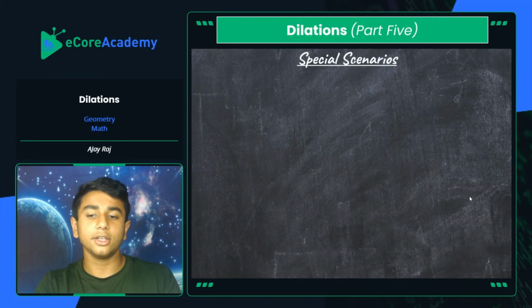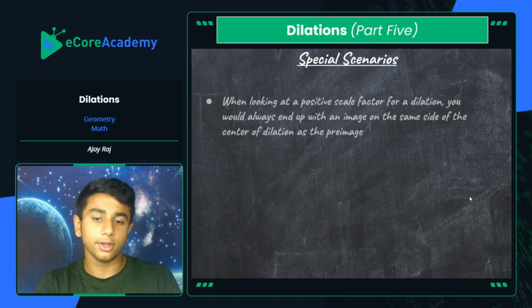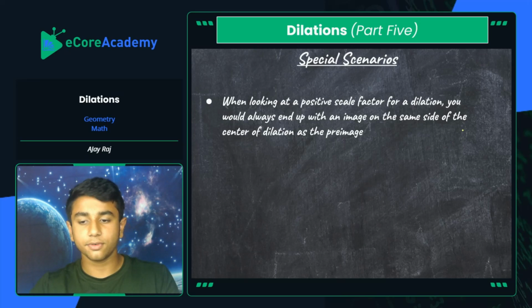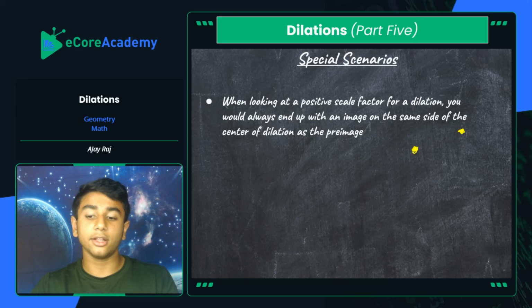So let's look at dilations part 5, and this is special scenarios. When looking at a positive scale factor for a dilation, you would always end up with an image on the same side of the center of dilation as the pre-image. So if you have a scale factor that is a positive number, and you're given a center of dilation, and let's say this point represents an original pre-image, the figure under a dilation will always be on the same side of this point.